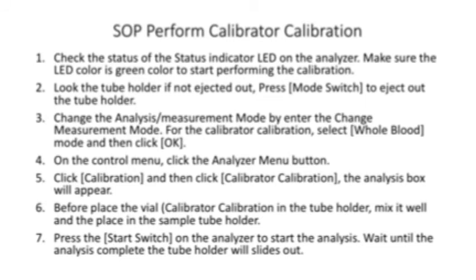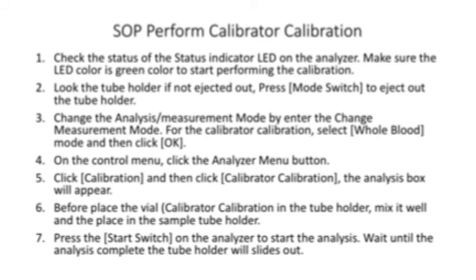Change the analysis measurement mode by entering change measurement mode. For the calibrator calibration, select whole blood mode and then click OK. On the control menu, click the analyzer menu button. Click on calibration and then click calibrator calibration. The analysis box will appear.